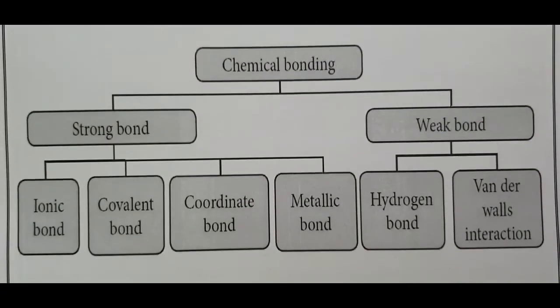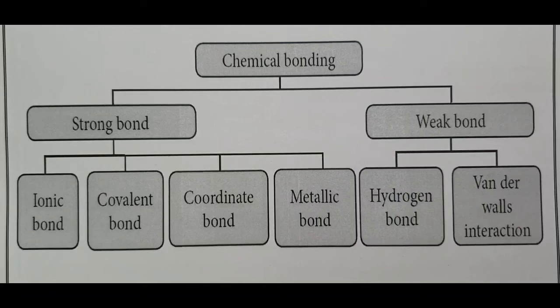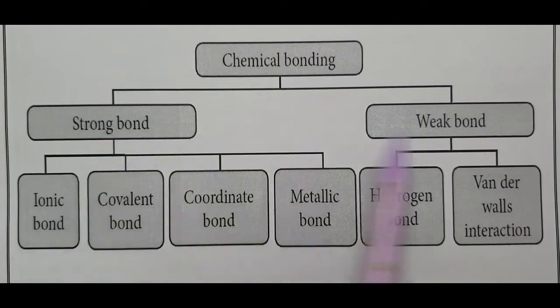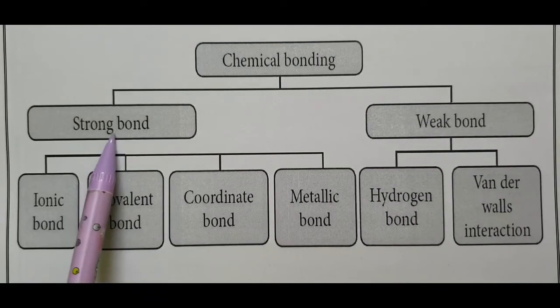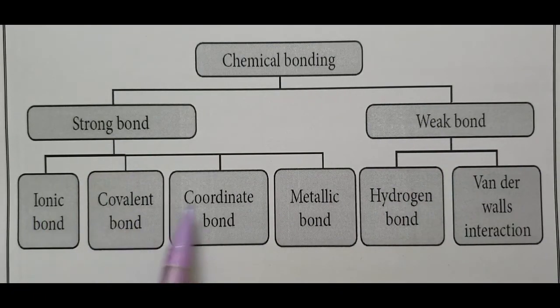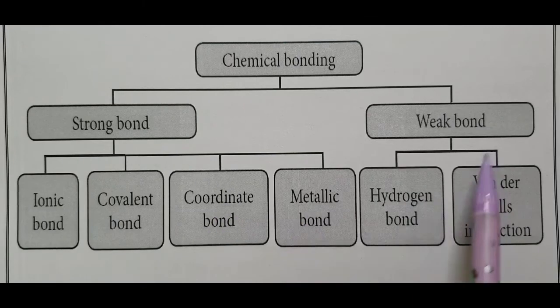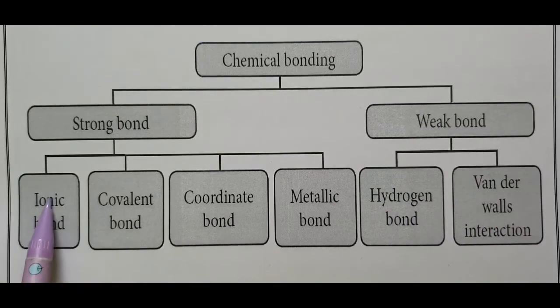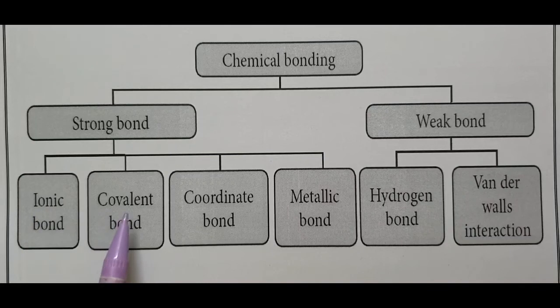Now come to the classification of chemical bonding. Chemical bonding is first classified into strong bond and weak bond. Under strong bond, we have ionic bond, covalent bond, coordinate bond and metallic bond. Weak bonds: hydrogen bond and van der Waals interaction. The strong bonds are present between atoms and these two weak bonds are present between molecules. Ionic bond is formed by loss or gain of electrons. Covalent bond is formed by sharing of electrons. Coordinate bond is formed by donation of one pair of electrons from one atom to another atom. Metallic bond exists in metals.